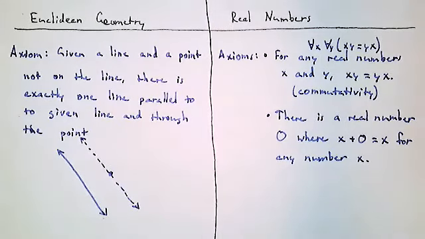Any questions before I go down a little bit about these kinds of axioms?